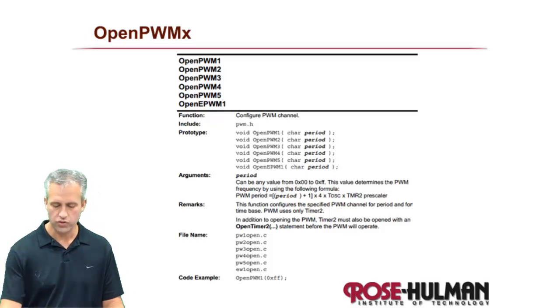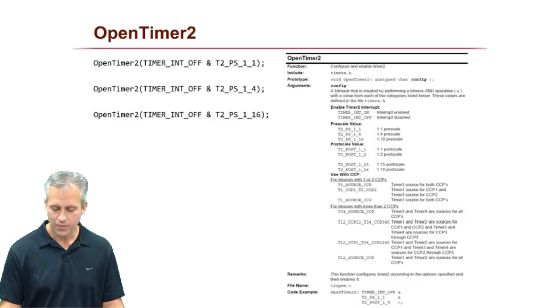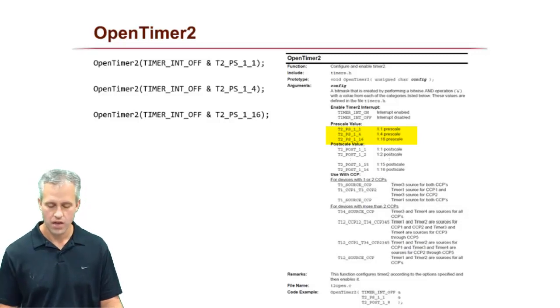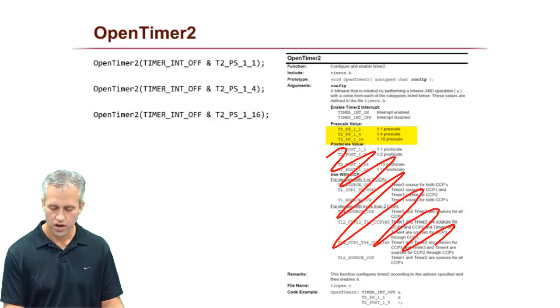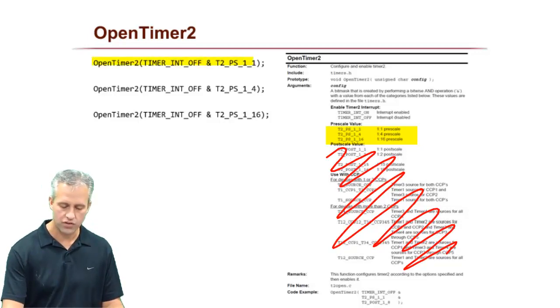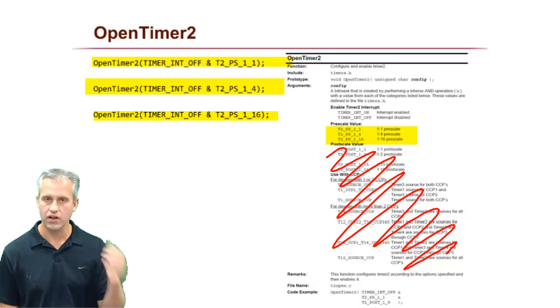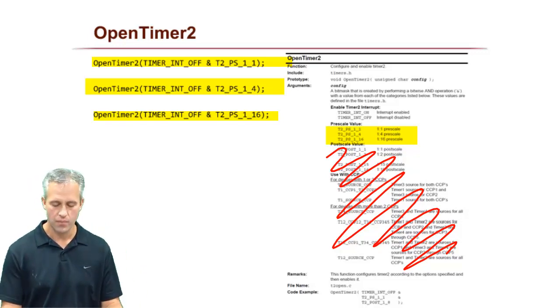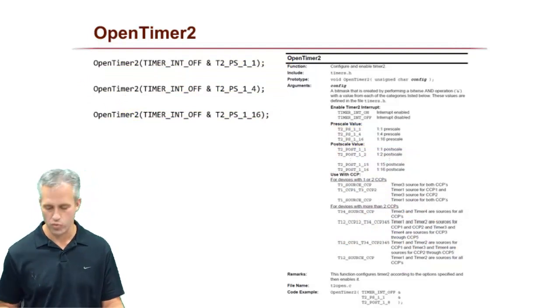Whenever you use the PWM, you also have to open timer 2. Timer 2 is actually surprisingly easy. The only thing you really care about is the prescaler. You're not going to use interrupts on it, and there's a bunch of other stuff that you can ignore. With only 3 prescalers, every time you open timer 2, it's going to look like one of these 3 lines, right? So it's either going to be the 1-to-1 prescaler, a 4-to-1, or a 16-to-1. So just pick your line. You're going to have only one of these 3 every time you use the PWM.